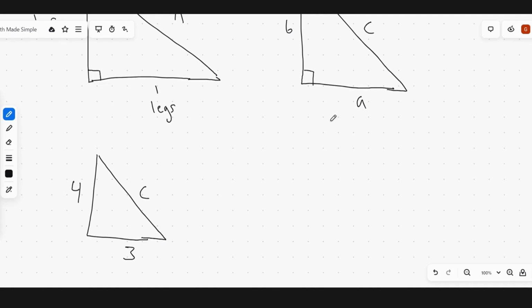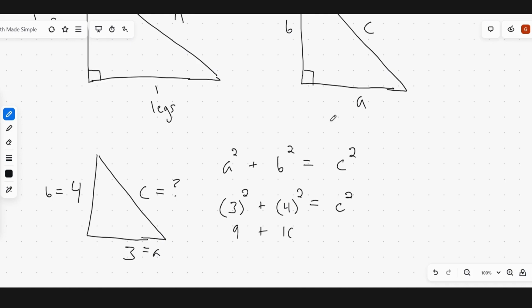Well, we can see that a squared plus b squared equals c squared. In this case, a equals 3, b equals 4, and c is unknown. So we'll plug that in. 3 squared plus 4 squared equals c squared. 9 plus 16 equals c squared. 25 equals c squared. And then we square root both sides, and c is equal to the square root of 25, which is just 5. So in this case, c equals 5.